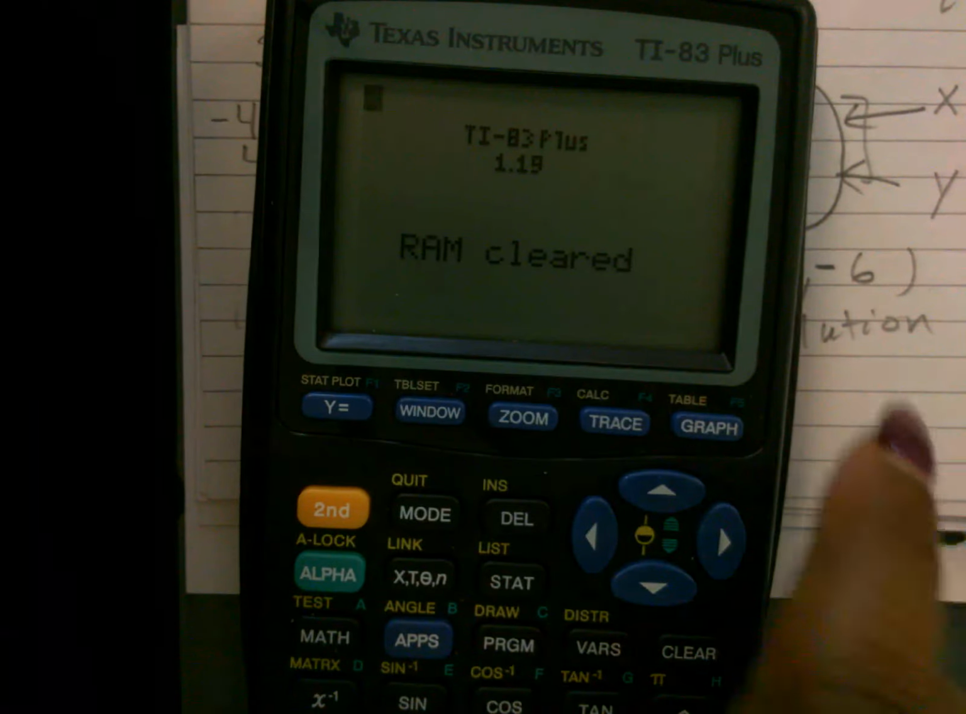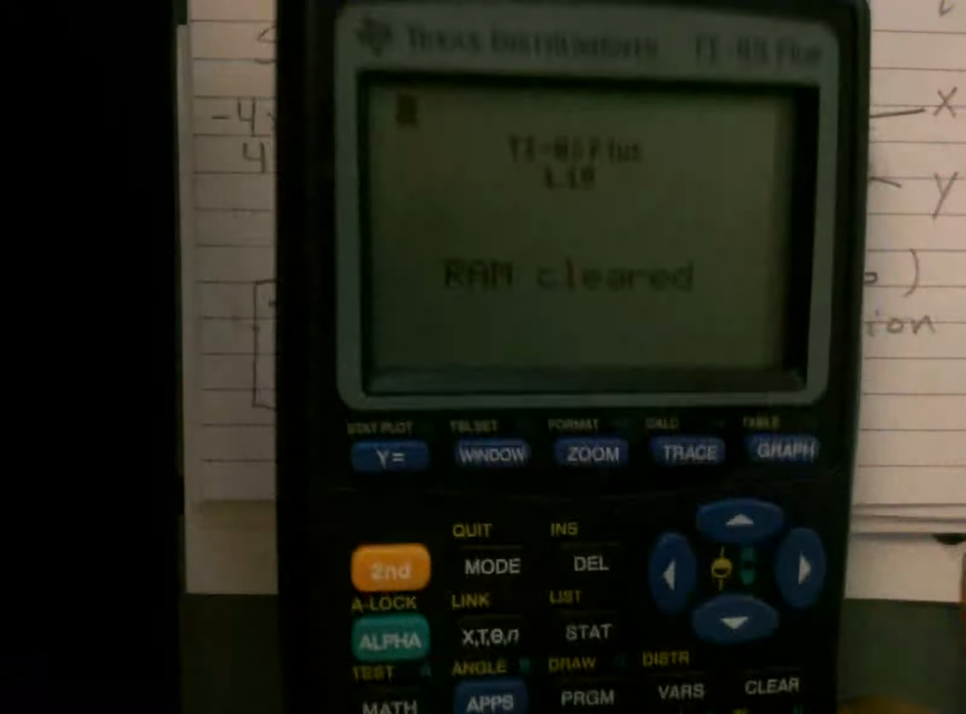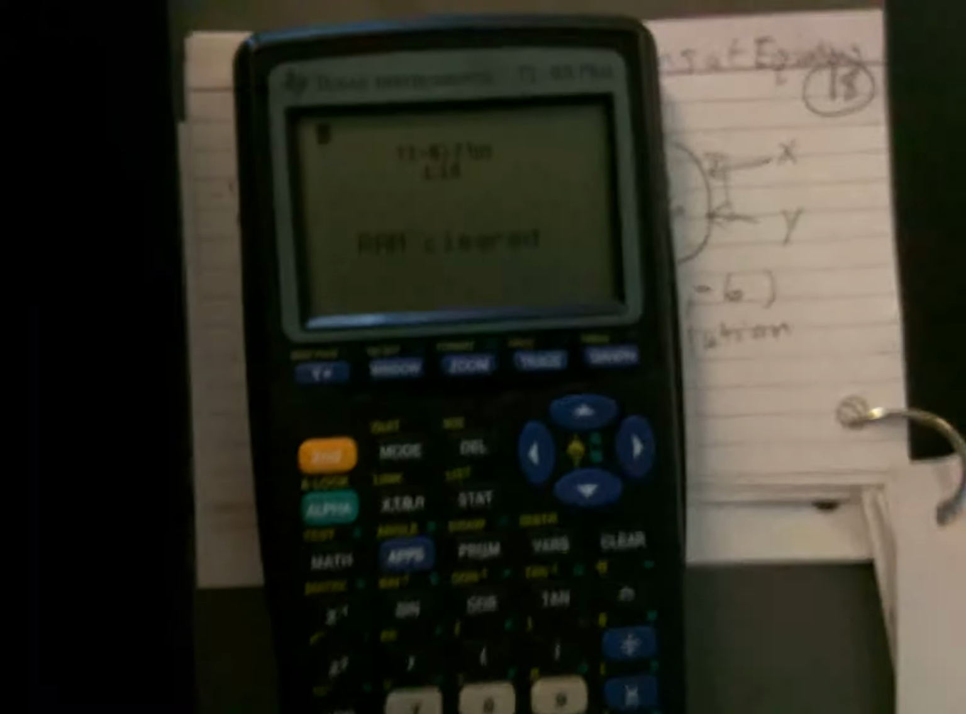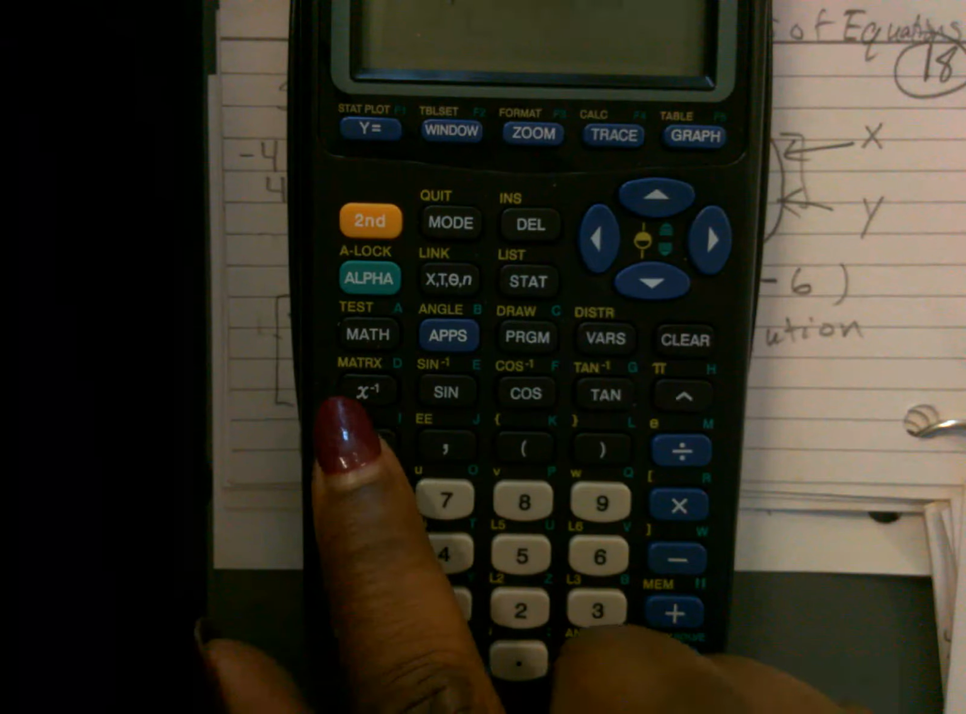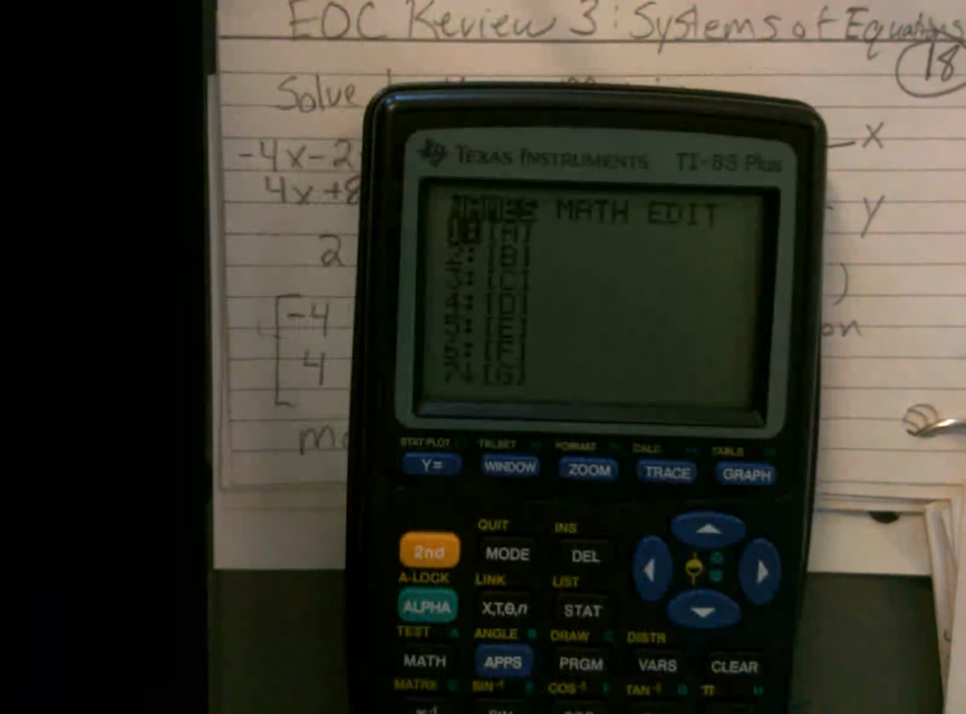So now let's go to the calculator. Does anybody remember what two buttons we pressed to get to matrix? Second, and then right here where it says matrix. Please press that. I'm going to make sure that we all have that. You got it? Good job. Second matrix. Good.